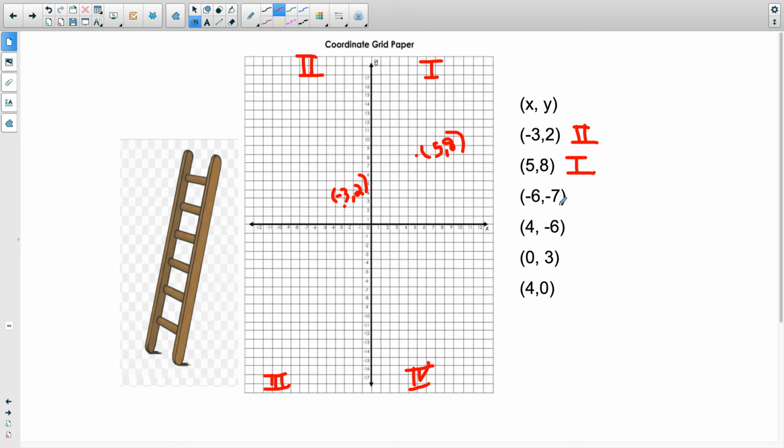The next one, -6, -7. Again, I start at 0, move -1, 2, 3, 4, 5, 6. Then I have to go down because it's -7. 1, 2, 3, 4, 5, 6, 7. Put my dot there. So that dot is at -6, -7. Some people sometimes start putting too many dots. They count over the -6 and put a dot there, and then they count down 7 and put a dot here. Only one dot. This is 1 point, -6, -7, and it is right here. And it's in quadrant 3.